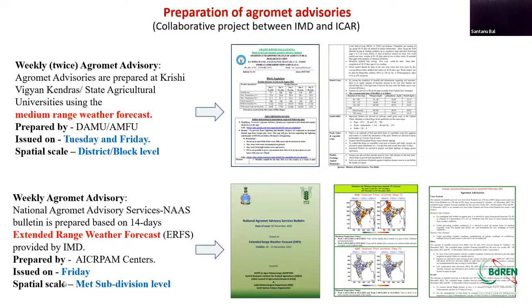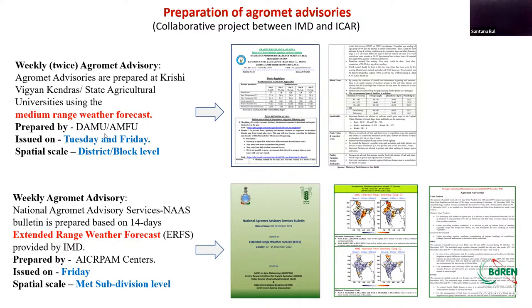Then, in India, if we look at how these agromet advisories are prepared and disseminated, and who are the agencies responsible, basically this is a collaborative project between the India Meteorological Department and the Indian Council of Agricultural Research. Across the whole country, the IMD is trying to establish the District Agromet Units. Previously, some of the units were agromet field units. Now they are trying to establish around 660 DAMU centers, one in each district, in collaboration with the Indian Council of Agricultural Research.